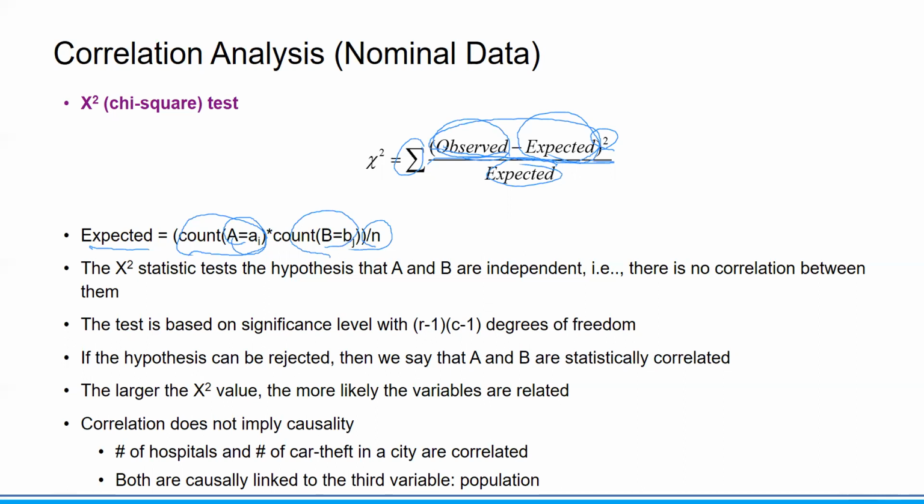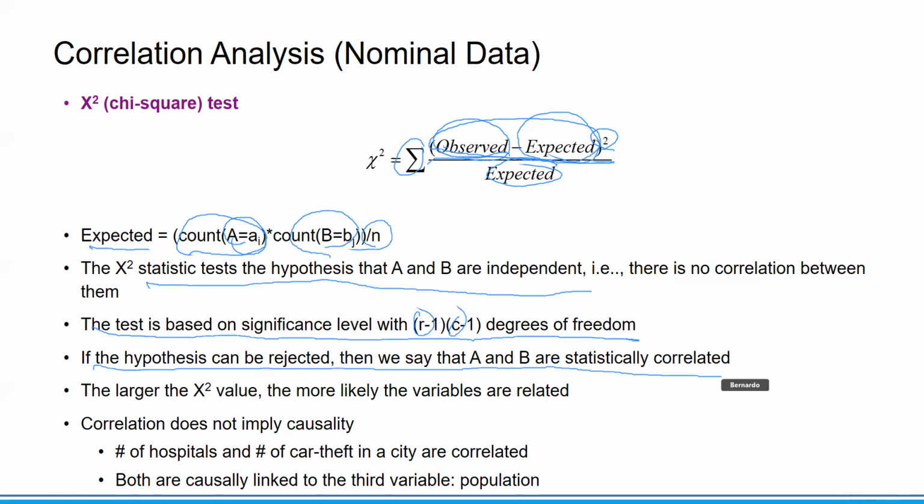So the chi-square statistic tests the hypothesis that A and B are independent, so there is no correlation between them. The test is based on the significance level and (R minus 1) times (C minus 1) degrees of freedom, where R means the row and C is the column. If the hypothesis can be rejected, then we can say that A and B are statistically correlated. The hypothesis is related to the p-value. The larger the chi-square, the more likely the variables are related.